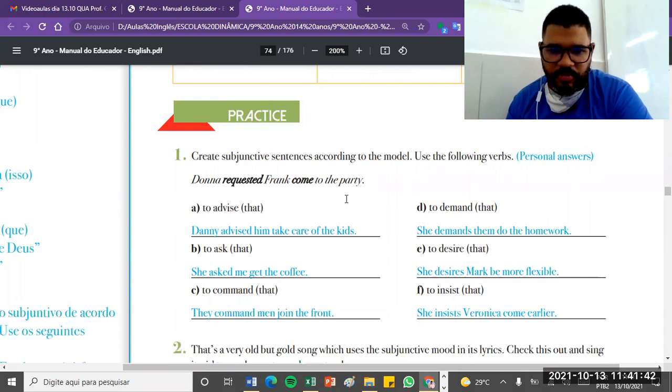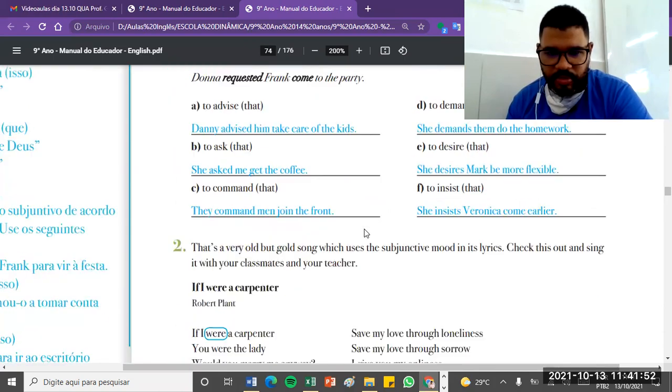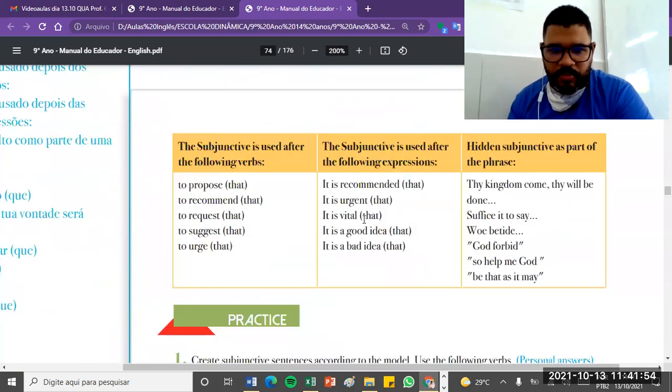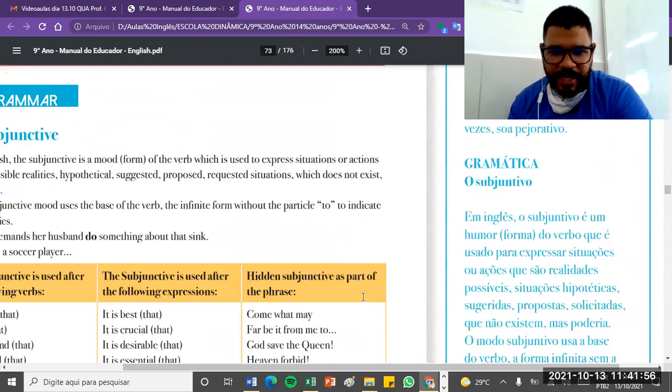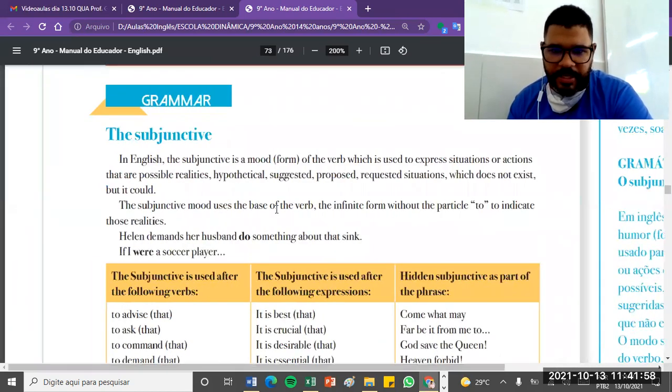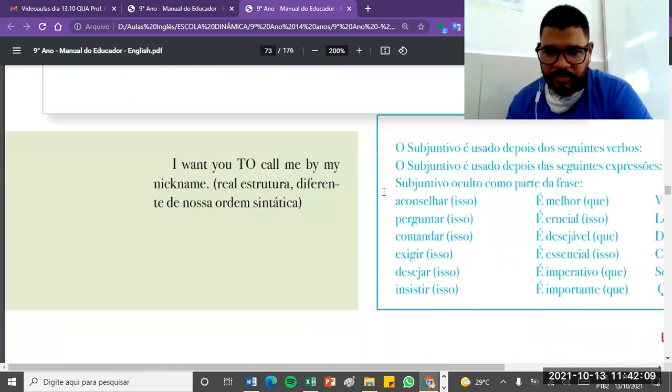Então, de acordo com o modelo, né, aqui temos algumas sentenças para criar, algumas estruturas para criar sentenças de acordo com o modelo, para criar o subjuntivo. Né? Então, o subjuntivo é esse, gente. A gente expressa situações, né, que são hipotéticas, que são possíveis, que são situações que podem vir a acontecer, mas na realidade elas não existem, mas poderiam, certo?